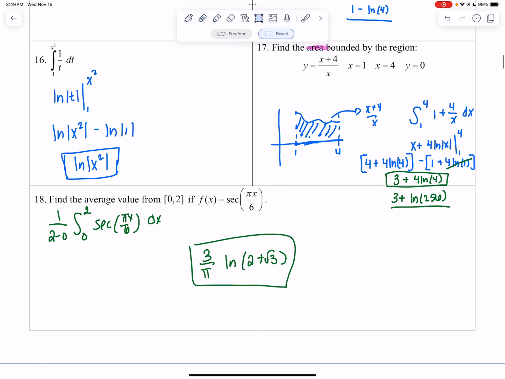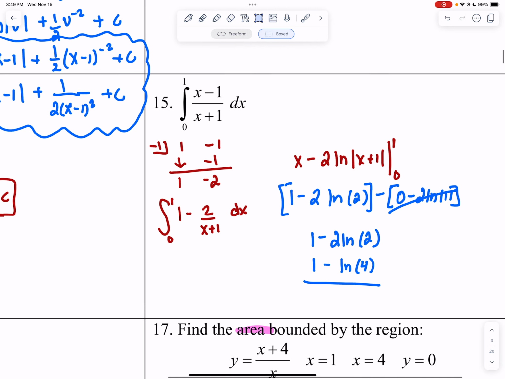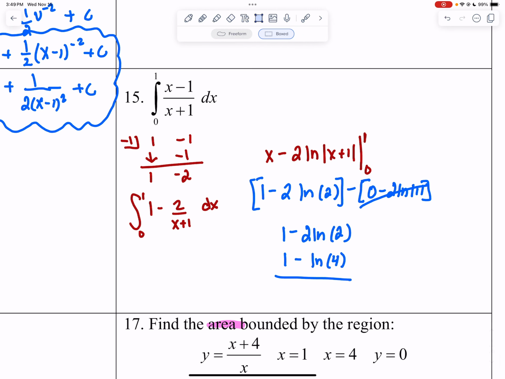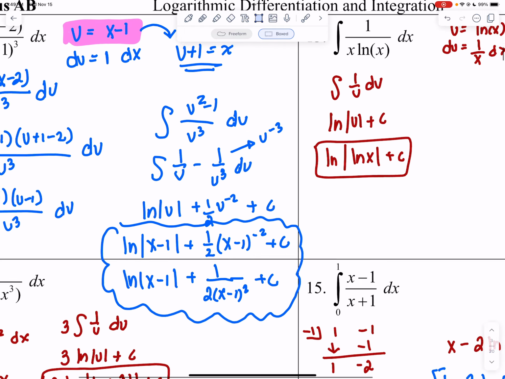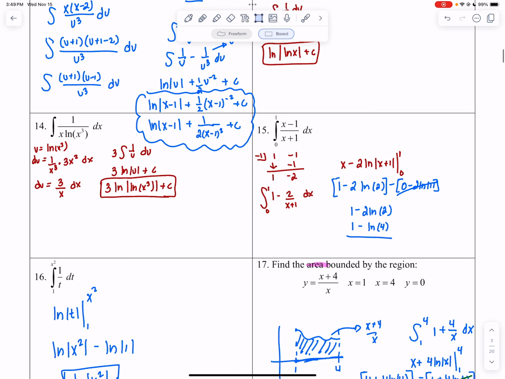All right. So in the third video, I am going to talk about number 15, not using synthetic division, but using our little trick right here that we learned on number 12. So that's going to be the next video.